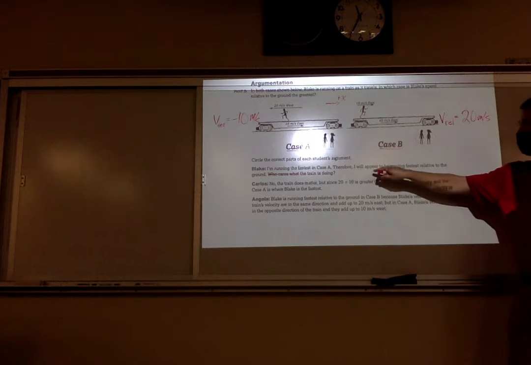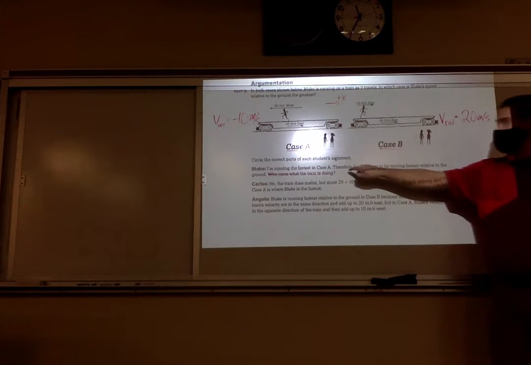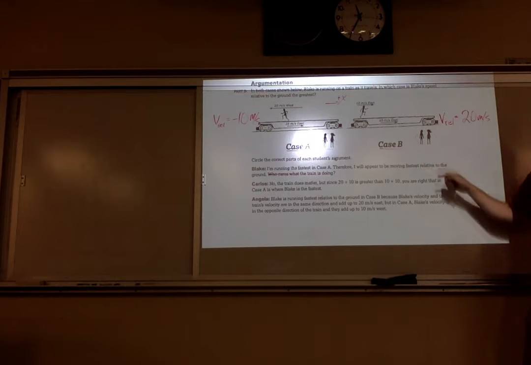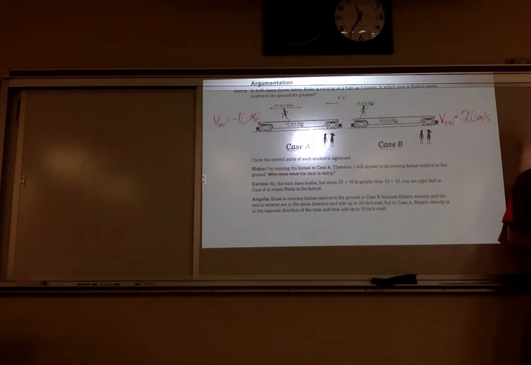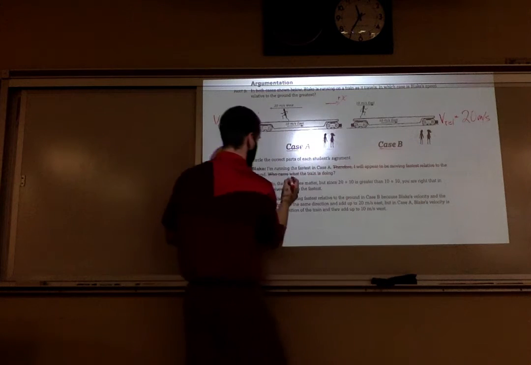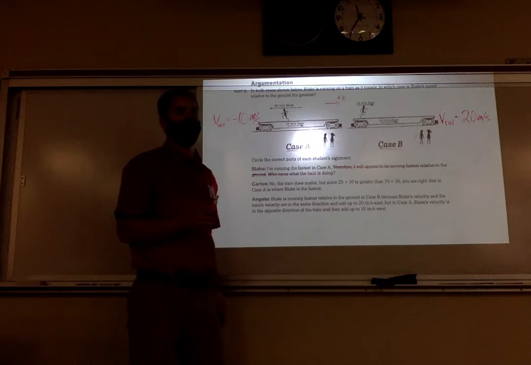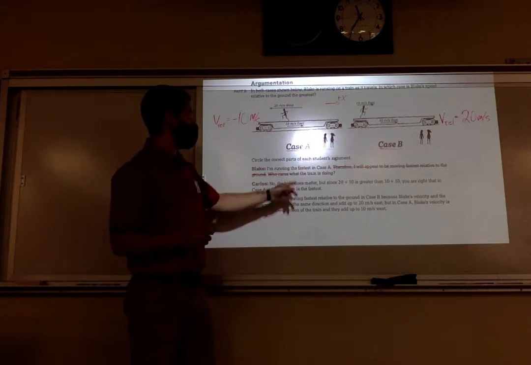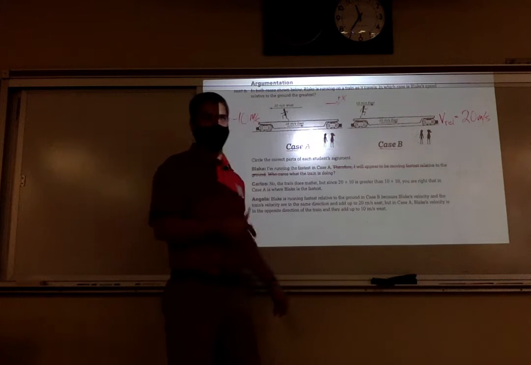So if we look at this statement, he's saying he runs the fastest in A. That's true. He's running faster in A than in B. He concludes, I will appear to be moving the fastest relative to the ground because of that. Is he right or is he wrong? From the ground, from the outside view, which velocity is bigger? Case B. So Blake is wrong. This is not true. This is true. He's running faster here, 20 meters per second, only 10 here. But his relative velocity is greater in this scenario, because his running motion and the cart's motion add up to a greater effect.